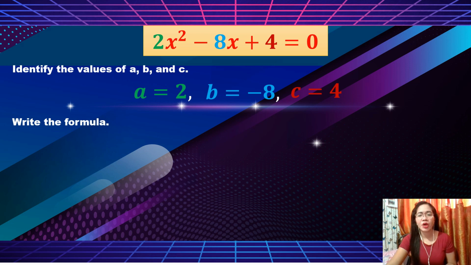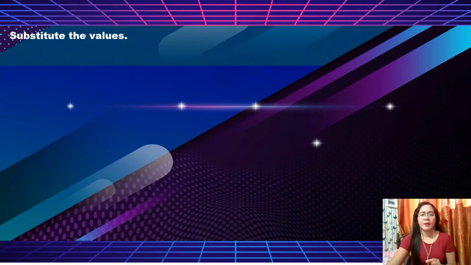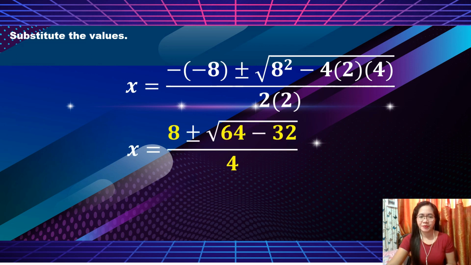Next step, you're going to write the formula so that it will be easier for you to substitute. If you say substitute, you're going to replace the letters with numbers. First, you substitute the values of a, b, and c. Then you are going to simplify what is inside the parenthesis.